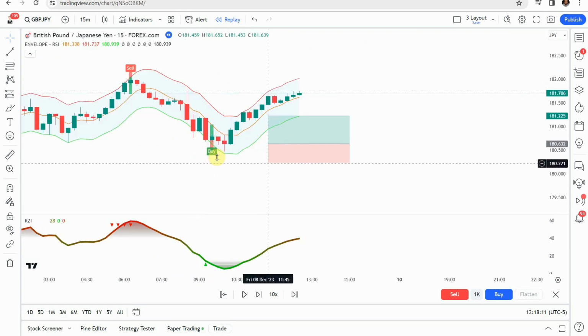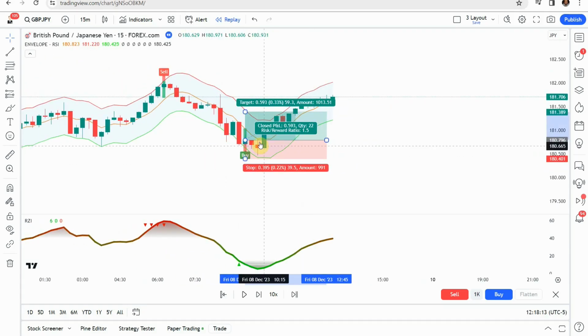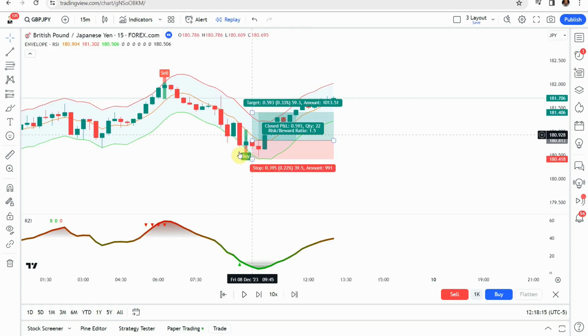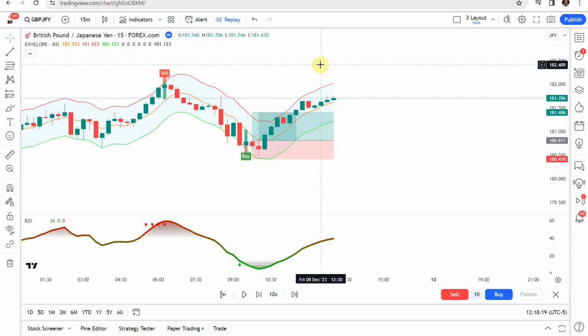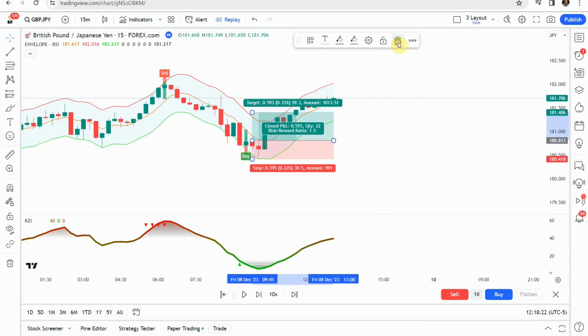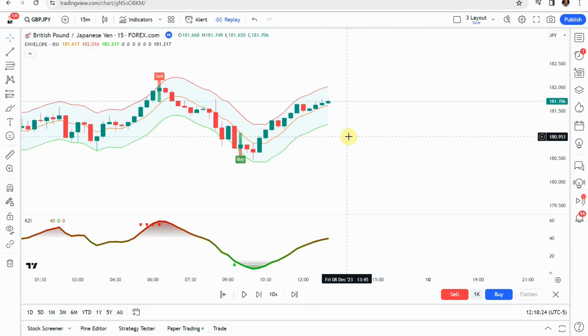And so we get a little bit of a pullback there. Smooth that out of the way there. Right there, so we get a little bit of a push down. We avoid getting stopped out, and then we make that push right back up, getting us to our take profit once again. Alright, so that puts us at the end of the testing right there.